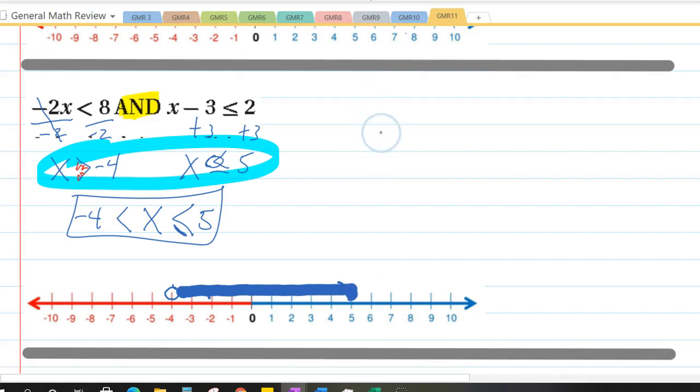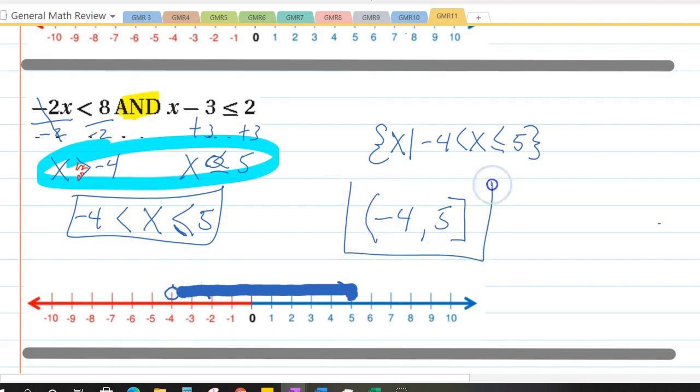Other ways of writing the answer. And the part that's really important, where do we start on the left? We started at -4, and how far to the right did we go? We went to 5. There's no infinity because we didn't go forever. Now the 5 is a closed circle, so I put a bracket. The -4 is an open circle, so I put a parenthesis. It's important that you know this notation.